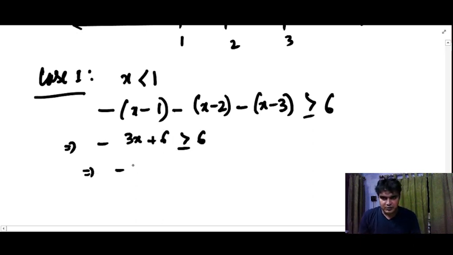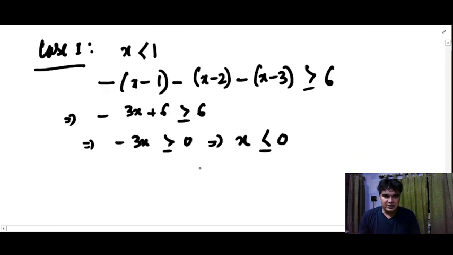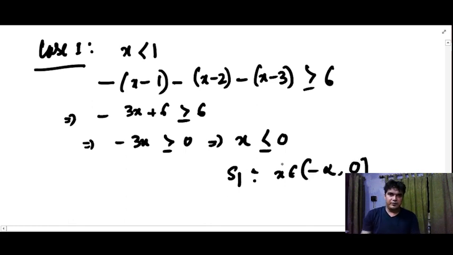So it's giving me minus 3x is greater than or equal to 0. That means x is less than or equal to 0, right? So the solution set for this particular case is x lies between minus infinity and 0, 0 inclusive, right? Okay. Now the next case.